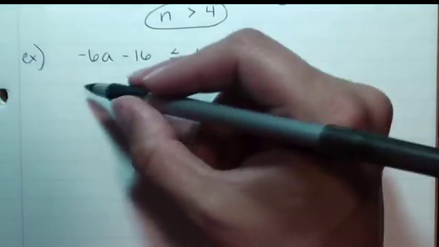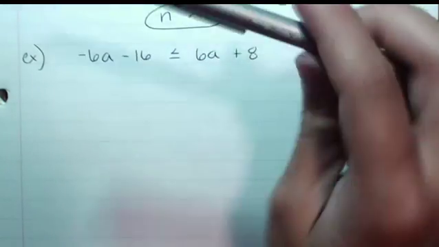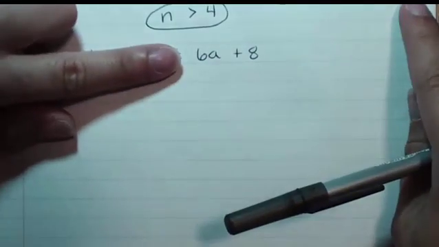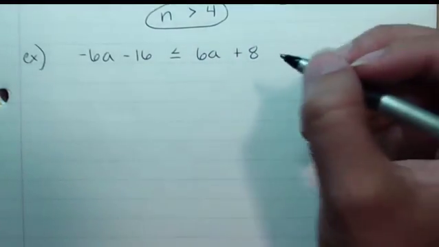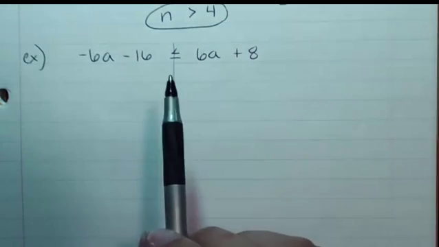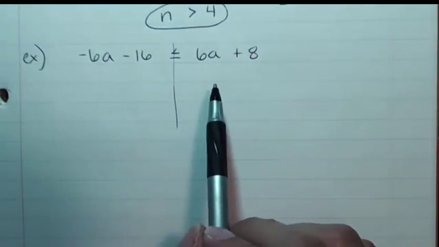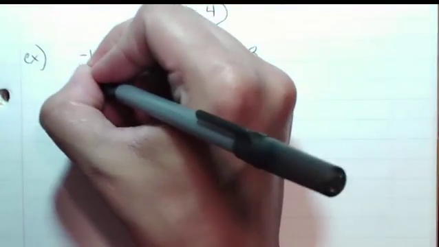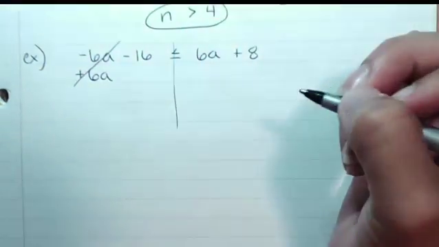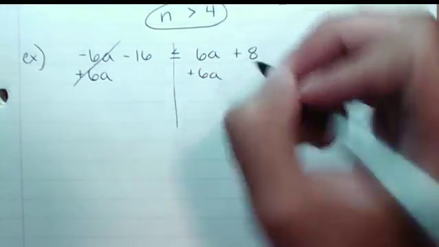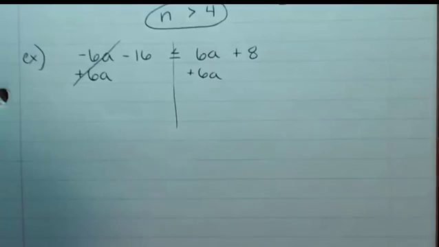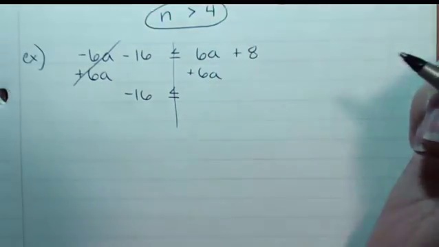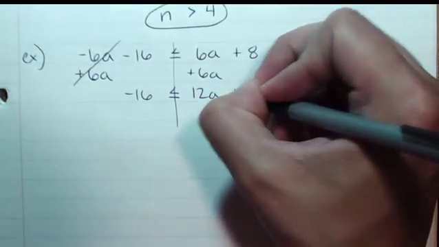So, first thing, no distributive property. Second thing, can I combine anything on the left side? No. Can I combine anything on the right side? No. So my next step here is I want to move my variables to one side. So just to keep my variables positive, I have negative 6a over here and positive 6a. Let's add 6a over here to cancel that out. And I'm going to add 6a over here. I'm going to rewrite what I have. So I have negative 16 on the left side is less than or equal to 12a plus 8.